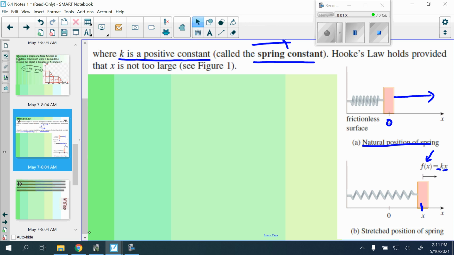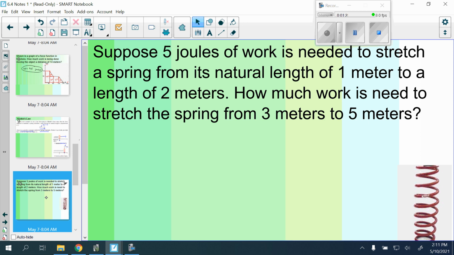All right, so let's try out an example here with a spring. It says, suppose 5 joules of work is needed to stretch a spring from its natural length of 1 meter to a length of 2 meters. How much work is needed to stretch the spring from 3 to 5 meters? All right, so we got a lot of information here. Let's start with that opening one, because it said 5 joules of work is needed to stretch the spring from 1 to 2 here.